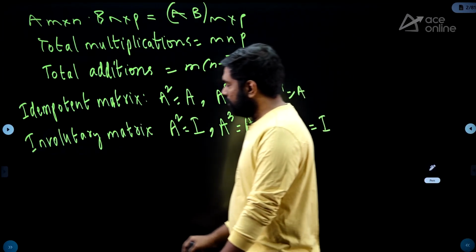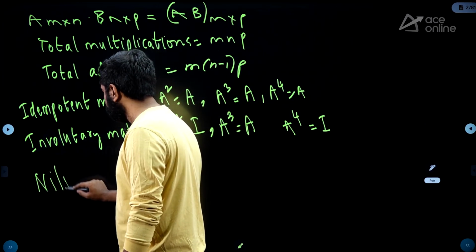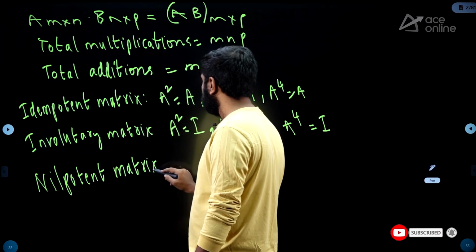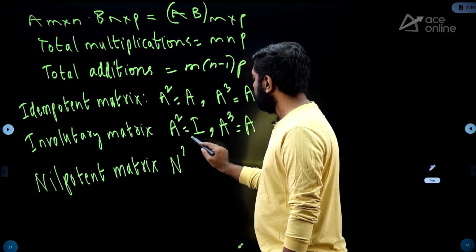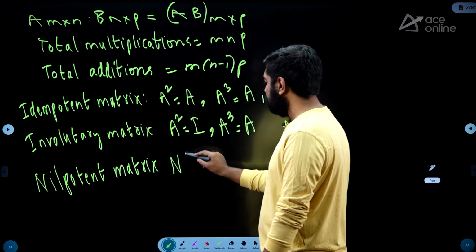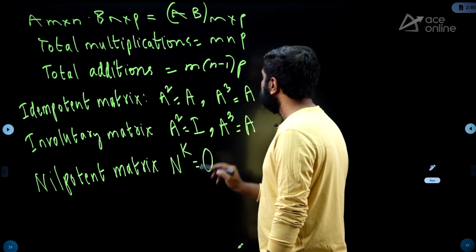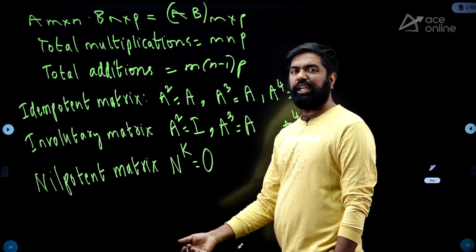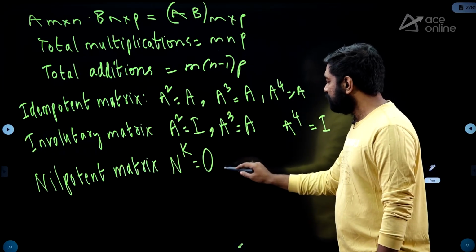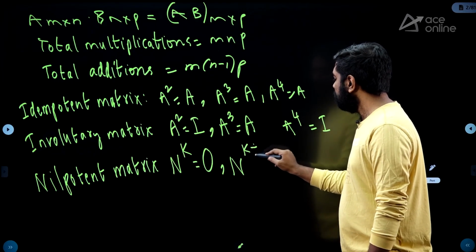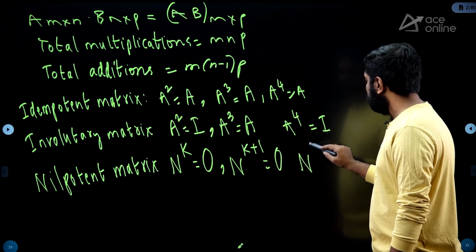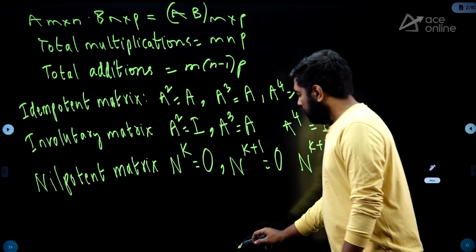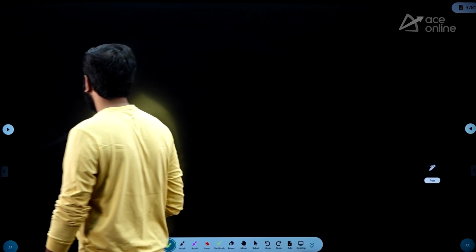Now what is a nilpotent matrix? For a nilpotent matrix N, you can write N power k will be the null matrix for some positive integer, maybe let's say k equal to 2 or k equal to 3 and so on. The moment N power k becomes 0, the higher powers like N power k plus 1 will also be 0. N power k plus 2 will also be 0. All higher powers would become 0. So let me cover all such things at one place.